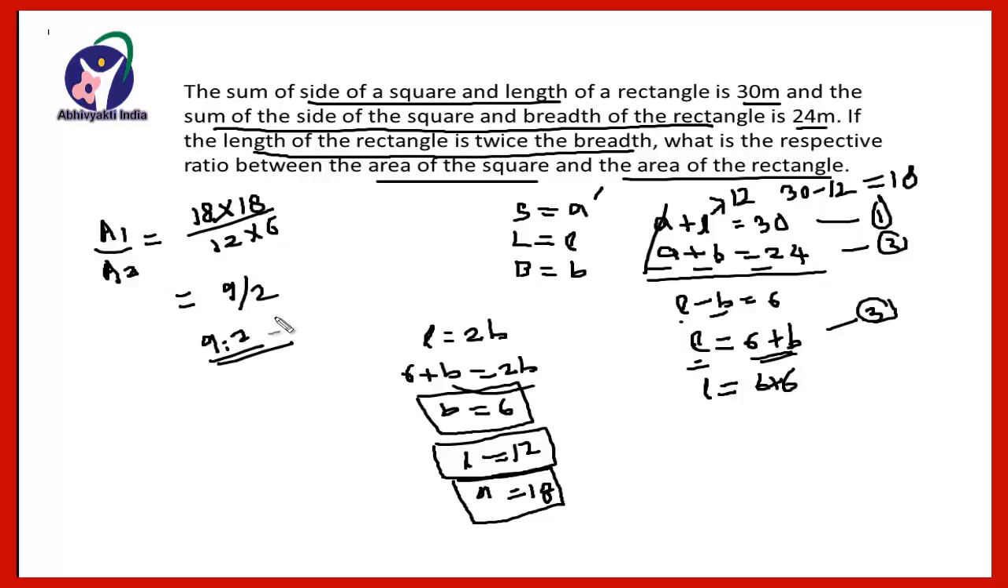Friends, this was the second part of the solution of the Andhra Bank PO examination, which was held in the 2015.